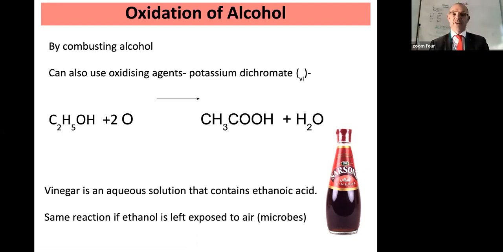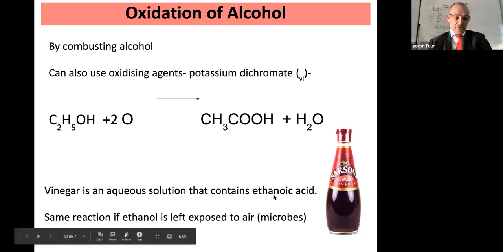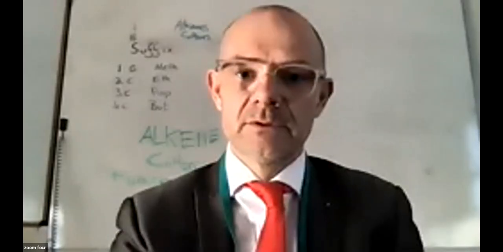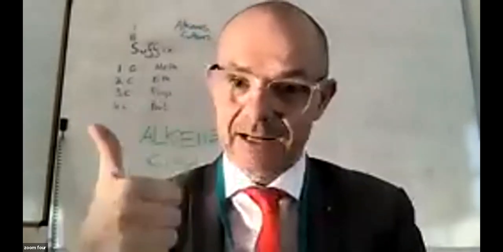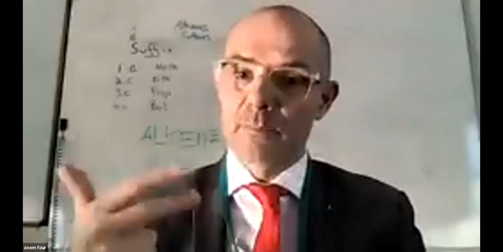So vinegar is an aqueous solution of ethanoic acid. We're going to get to the acids in a minute. So what do I think we've covered so far already today? I think in naming these compounds, we have named alkanes: methane, ethane, propane, butane.